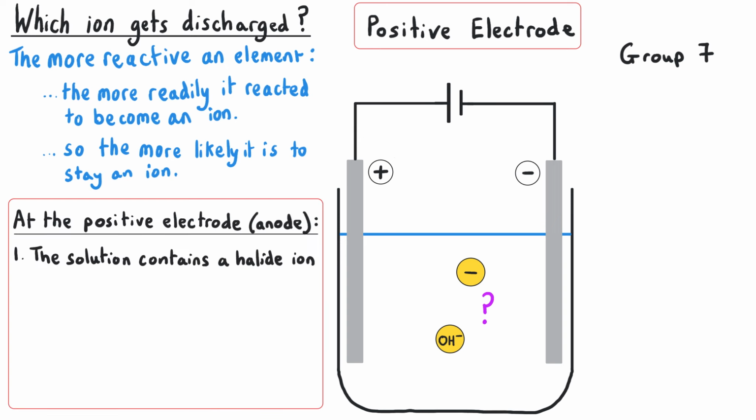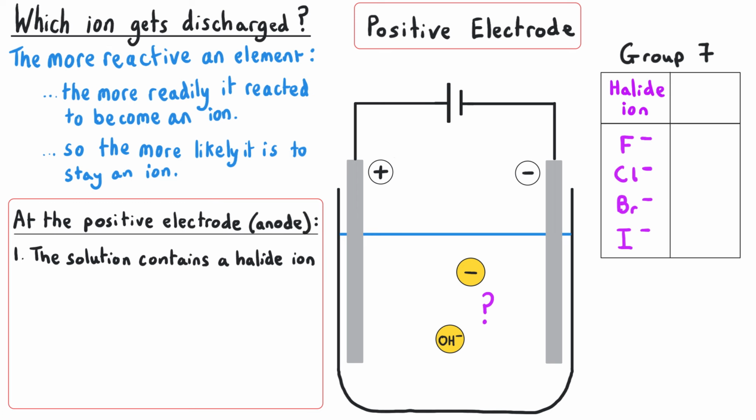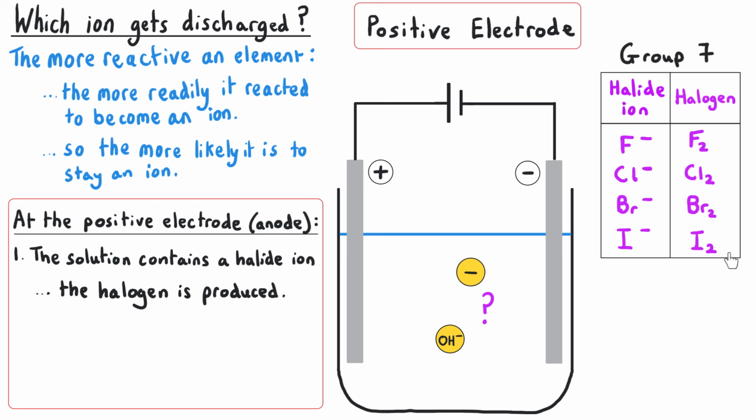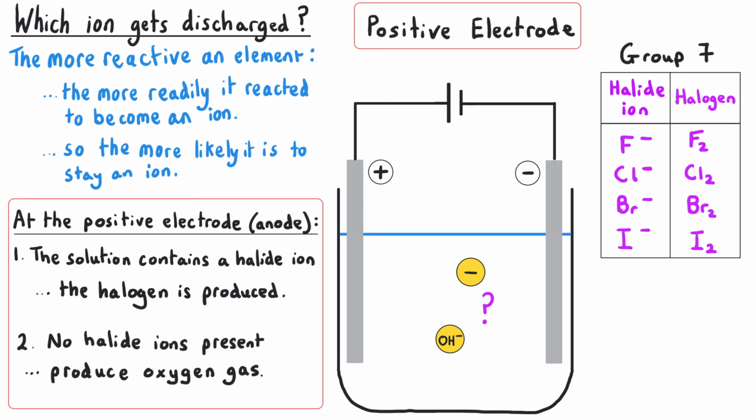And the halide ions are ions formed when the group 7 elements gain an electron to fill their outer shell. So really we're looking down group 7 to see if there is a halide ion present. And so this would be fluoride, chloride, bromide, or iodide. And if there is a halide ion present, we produce the halogen that corresponds to it. So fluorine, chlorine, bromine, or iodine, remembering that all of the halogens are diatomic molecules. If there isn't a halide ion present, we produce oxygen gas, and this oxygen gas comes from the hydroxide ion.